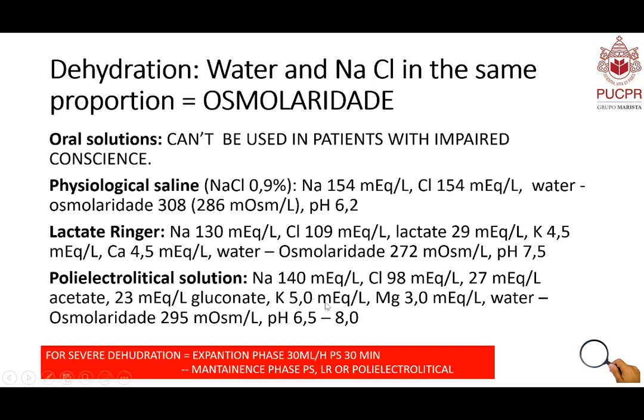This solution is also interesting because it has a similar osmolarity to the plasma, and it doesn't have too low a pH. Of course, it depends on the kind of polyelectrolytic solution that you're using, but it has a nicer pH than physiological saline anyway. So if you have a patient with severe dehydration, then you have to use an expansion phase in order to make him improve faster.